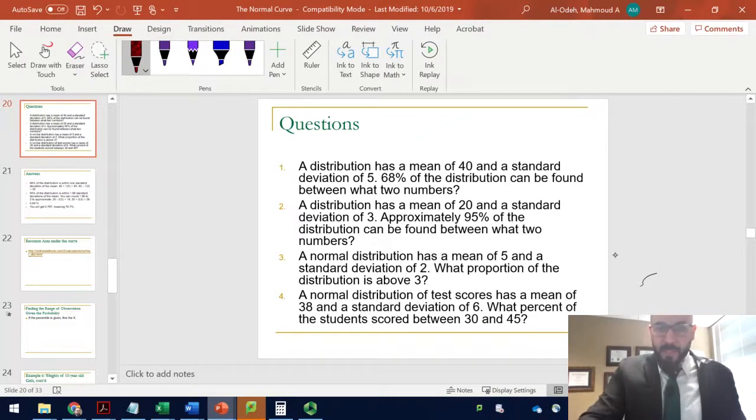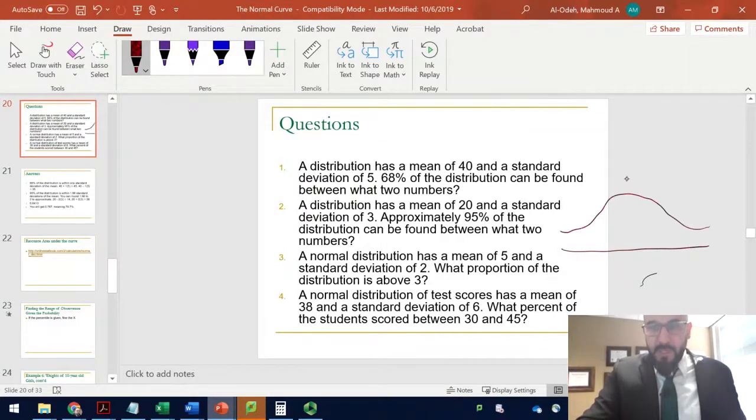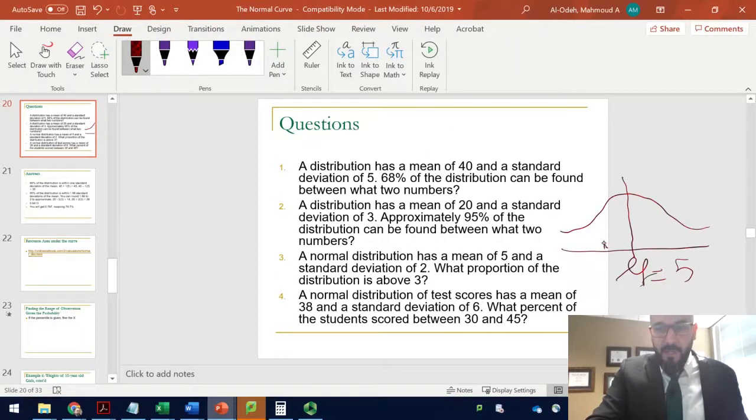Here's the normal curve, and as you know, the middle line here would be the mean. And the mean here is equal to 5. Now what we're trying to find is the percentage of the data above 3. So 3 is going to be here, before 5. So this is about 3. What we're trying to do is to find the percentage of data located on this side.